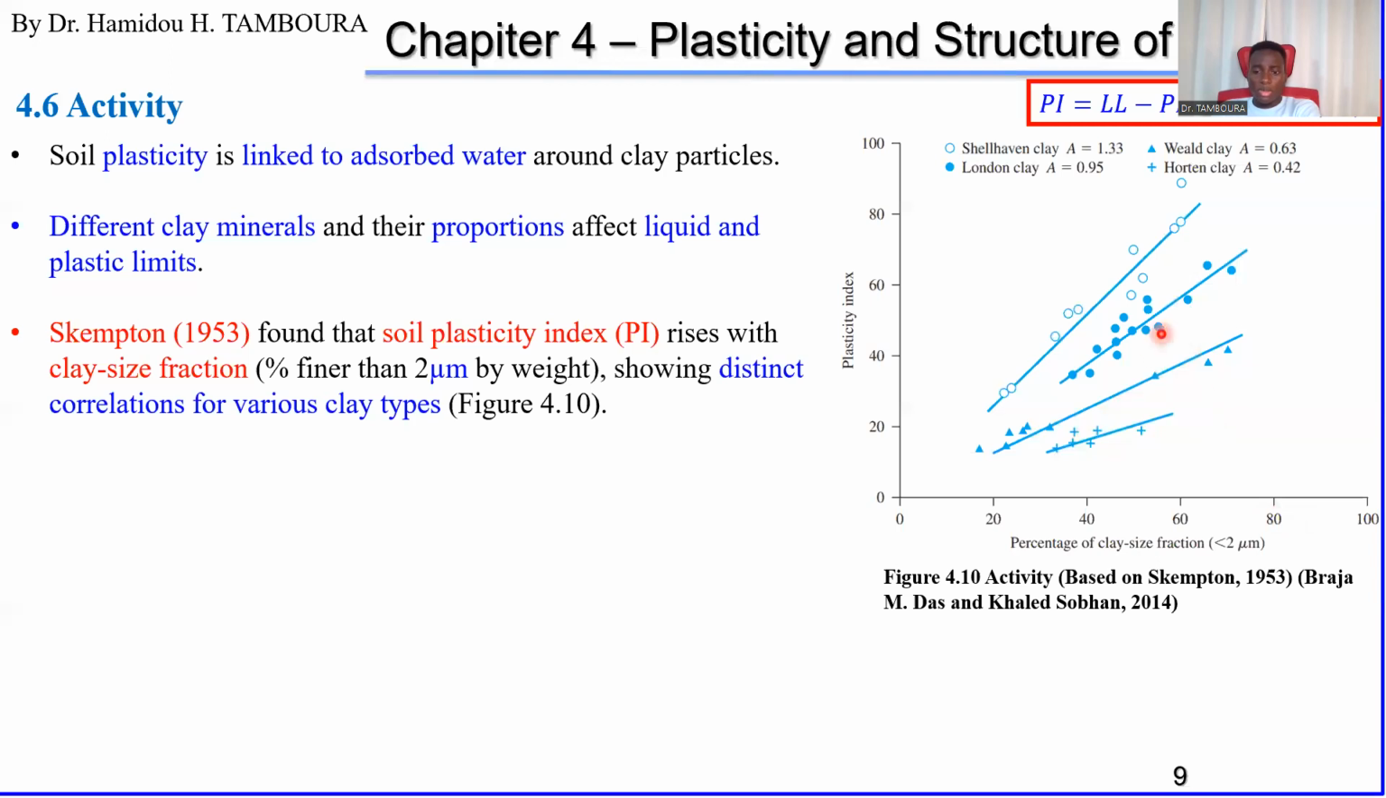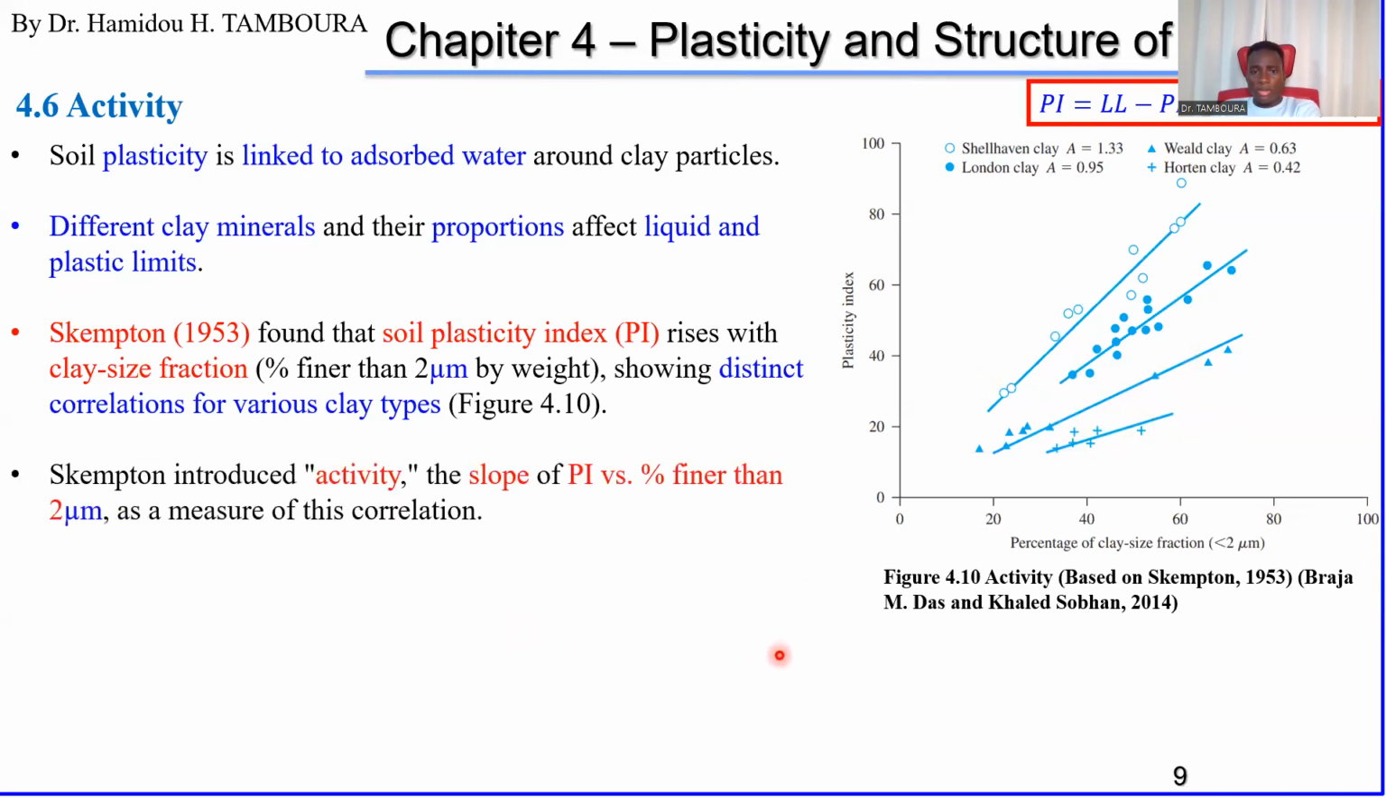So that was a very good discovery or finding. And then he introduces something, a new parameter he called the activity of clay. What is the activity of clay? It is just the slope of these lines. Okay, the slope. This is the activity of clay.